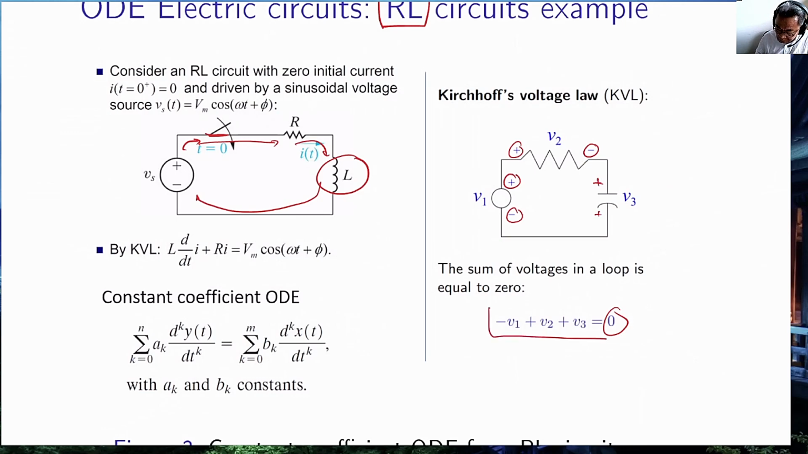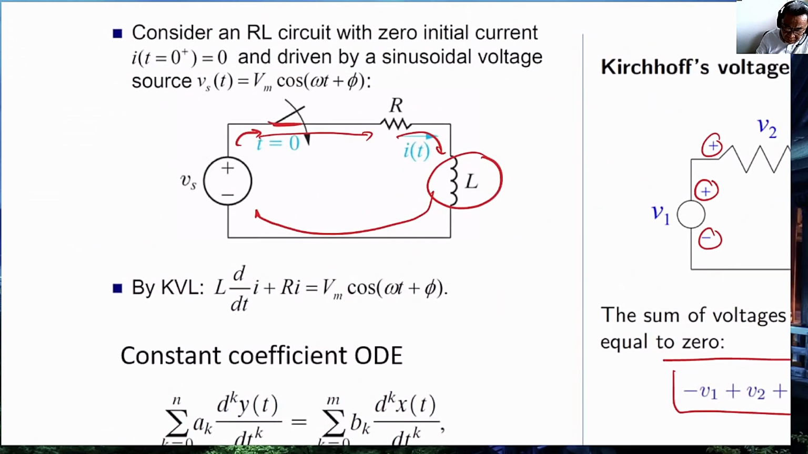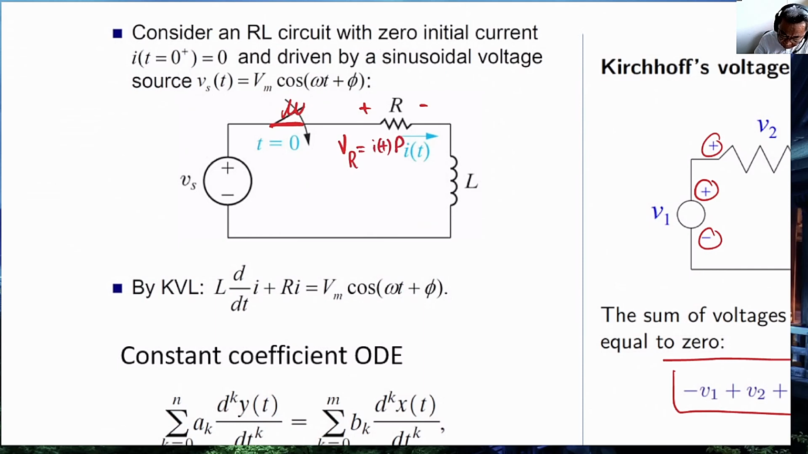Okay, so we're going to review Kirchhoff's voltage law, and it says that the sum of voltage drops across a loop is equal to 0. Let's form the voltage drop across L and R when the switch is closed. So this is i(t). The voltage drop across the resistor is i(t) times R. The voltage drop across the inductor is equal to L di/dt.